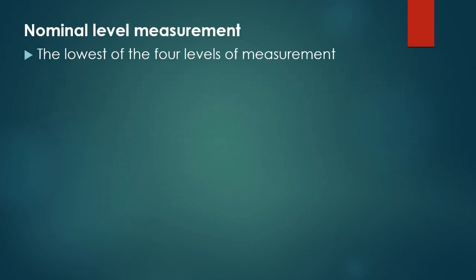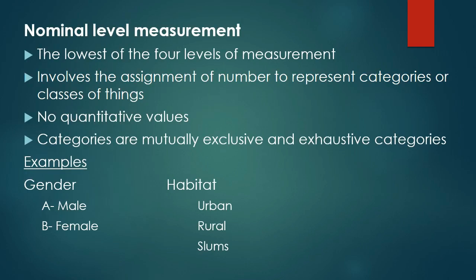First, we will see nominal level measurement. It is the lowest of the four levels of measurement. It involves the assignment of numbers to represent categories or classes of things. They have no quantitative values. Categories are mutually exclusive and exhaustive. The example given here is gender, which has male and female. There is no further classification. Habitat can be urban, rural, or slum. Any of the options can be chosen. There are no fractional or numerical values assigned.